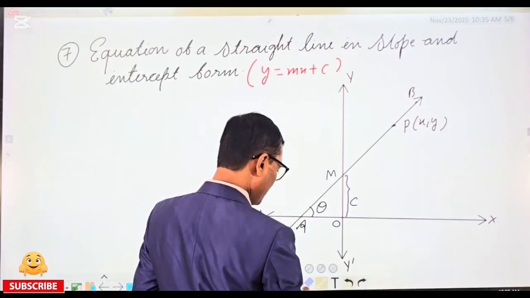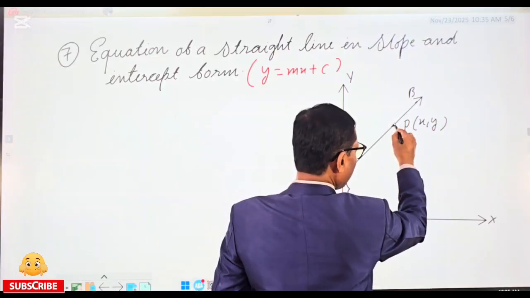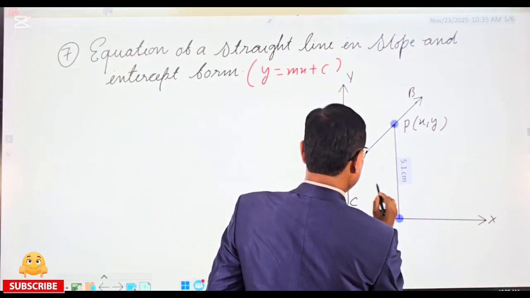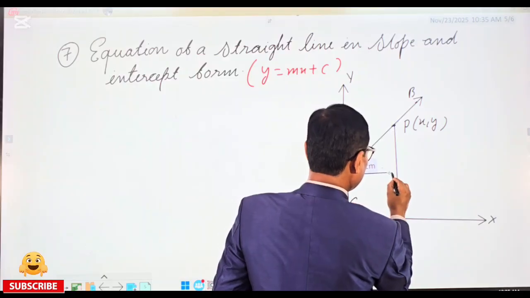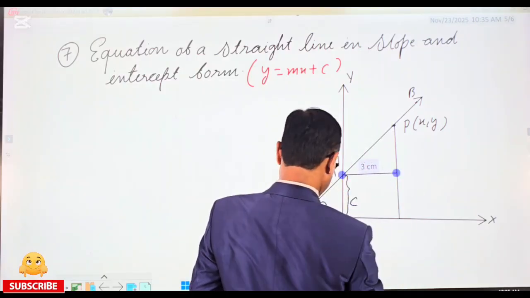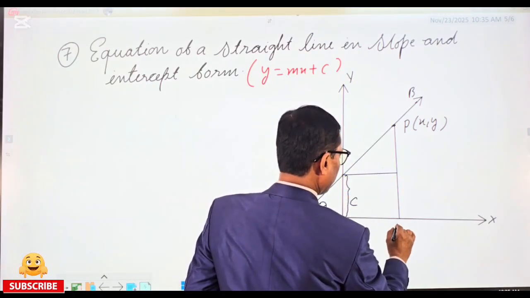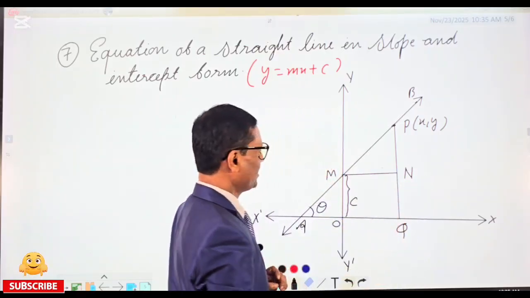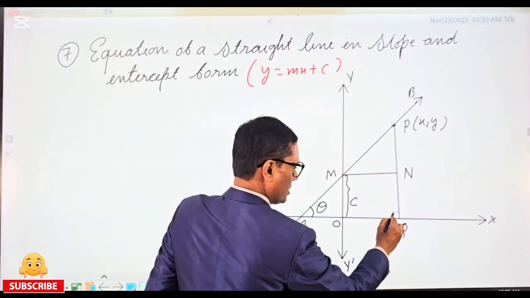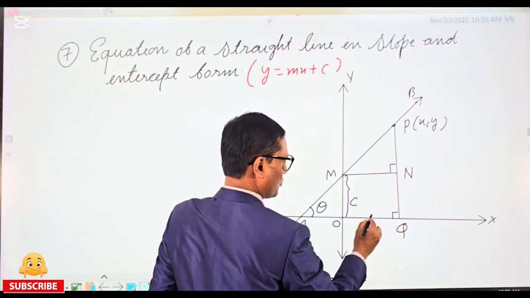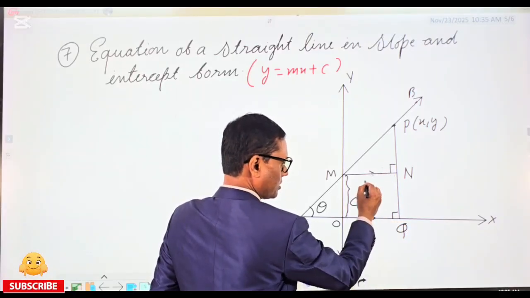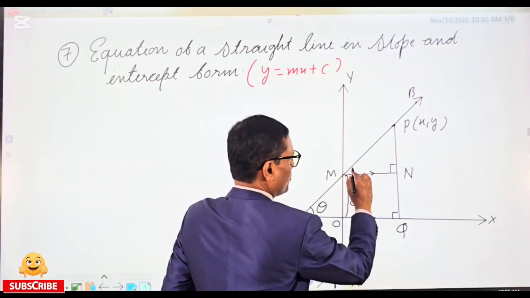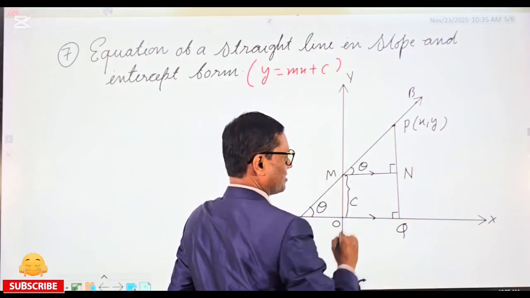Now what do we do? From P draw a perpendicular to the x-axis, and from M also draw a perpendicular on it. This perpendicular line, now let's write the names. That's PQ. Let it be MN. This is 90 degree, correct? So of course these two lines will be parallel, right? And if MN is parallel to OQ, this angle will be theta, corresponding angles, correct?